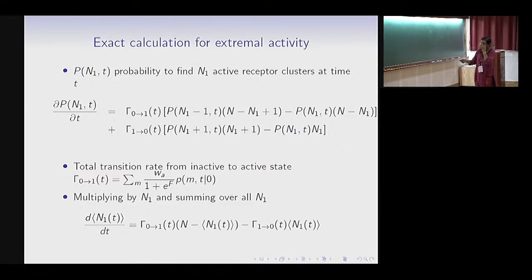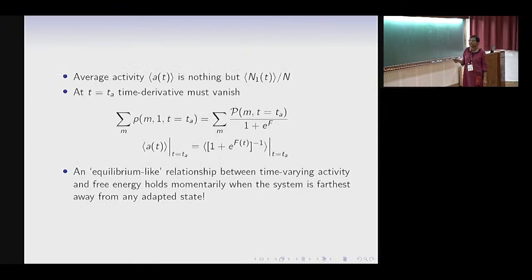It may not be obvious from here, but it is actually pretty easy to show that it will cancel a lot of terms. In physics, we call it telescopic cancellation. A lot of terms get cancelled, and finally I have this very much simpler equation. So here d/dt of the average of n1 of t is the rate of change of the average number of active clusters at time t. However, when I divide it by the total number of clusters n, that is nothing but the average activity.